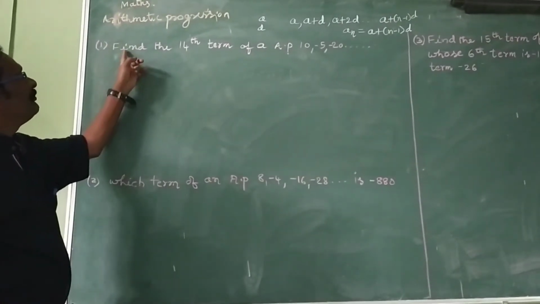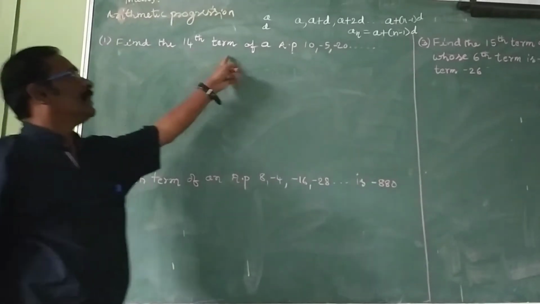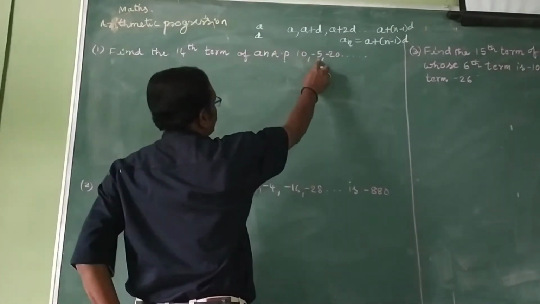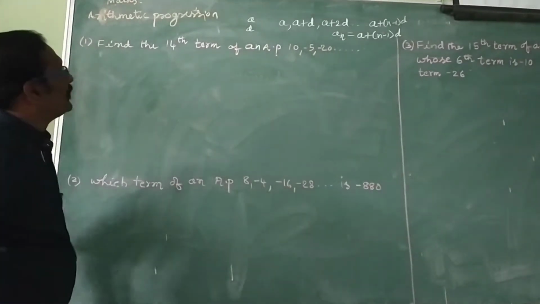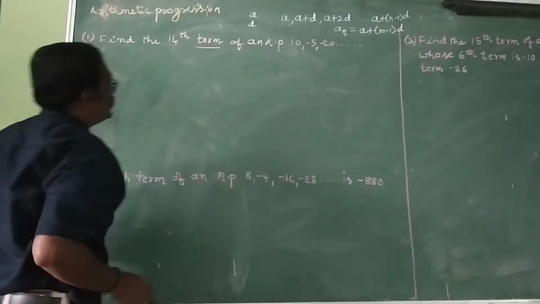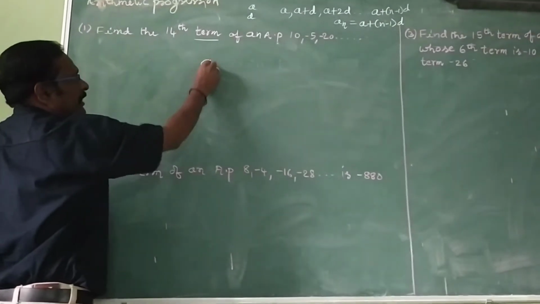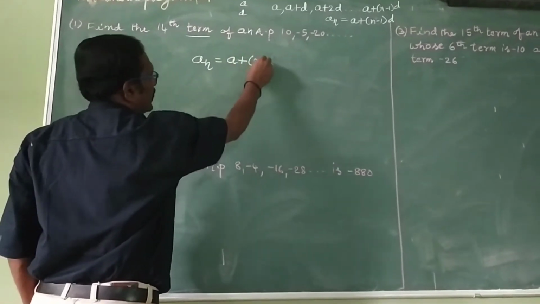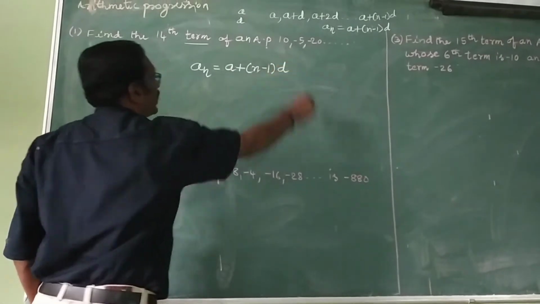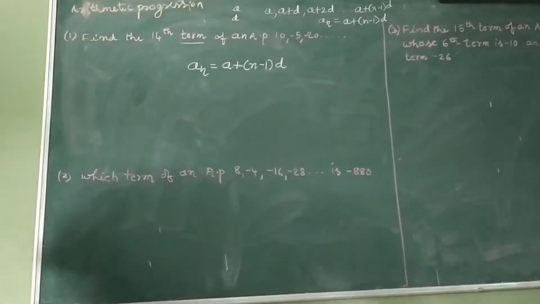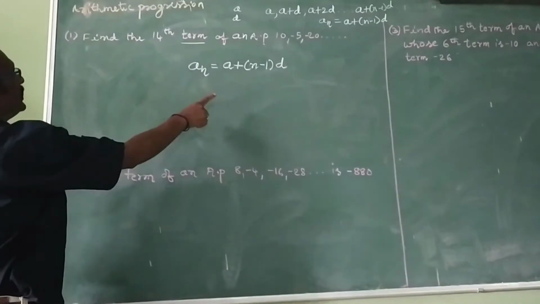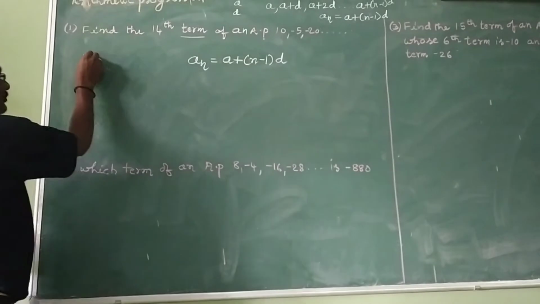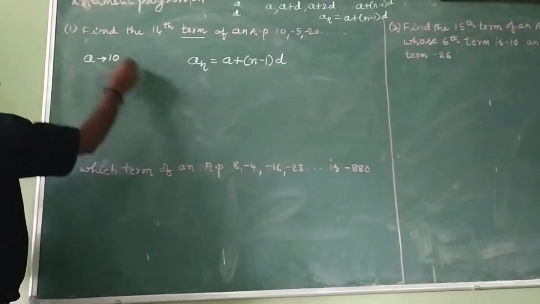Now, go to the first problem. Find the 14th term of an AP, given 10, minus 5, minus 20. Whenever term comes, use the an formula, that is an is equal to a plus n minus 1 into d. If you write the formula, you will get half a mark. This is the nth term of an AP. Now what is this a? That is the first term. 10 is the first term.